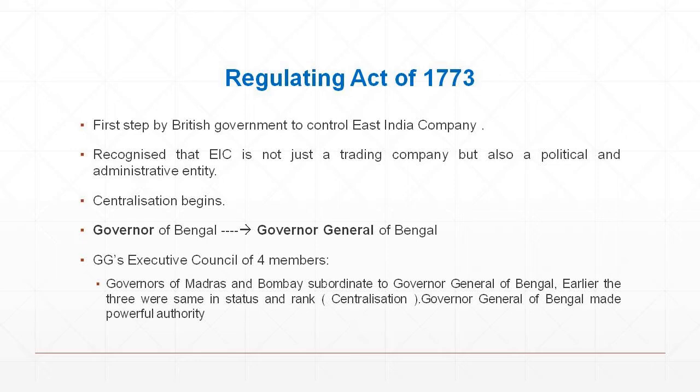Let's go through the features of the Regulating Act 1773. It designated the Governor of Bengal as the Governor General of Bengal. So there were three governors: Governor of Bengal, Bombay, and Madras. There were three presidencies. But now the Governor of Bengal is not governor; he is the Governor General, and the rest two, they are only governors. That means the Governor of Bengal is now superior in hierarchy.